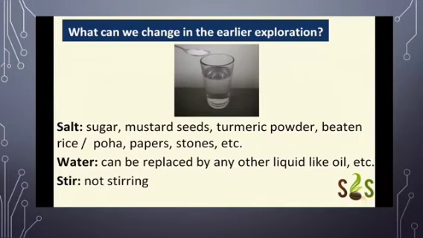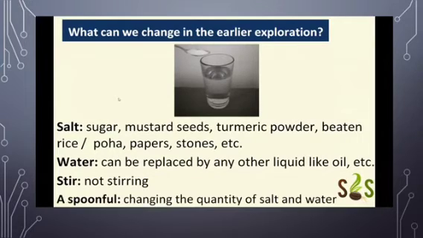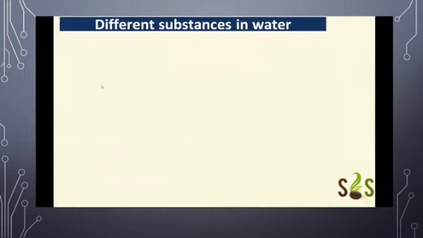Then we talked about the verb. So we stirred it, right? If we don't stir, what will happen? That is another exploration which can be done. And then we talked about the adjectives, in this case, a spoonful, right? If we change the quantity of salt or water, what will happen? So these are the further explorations which we can do by changing some of these things.